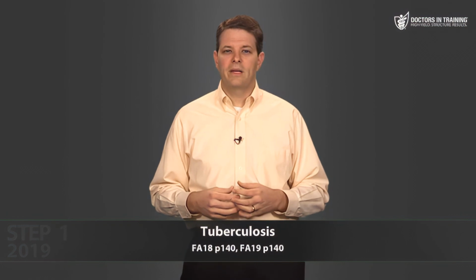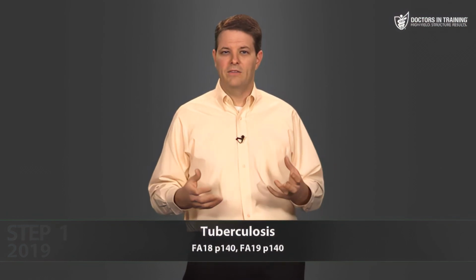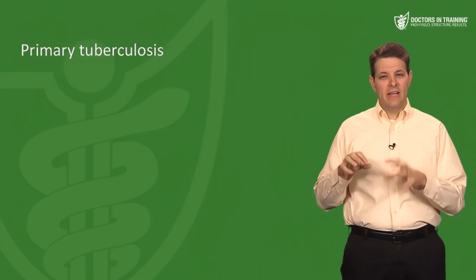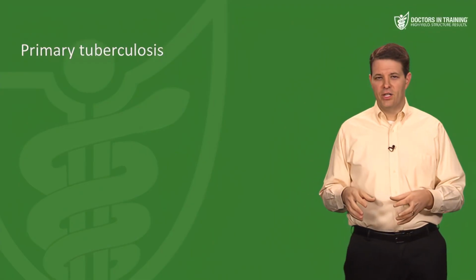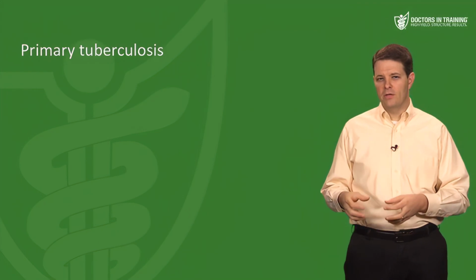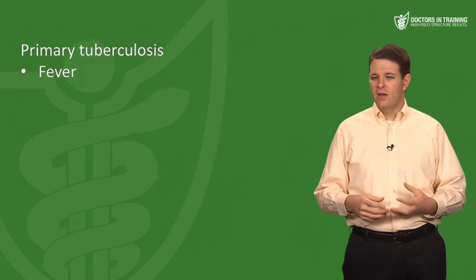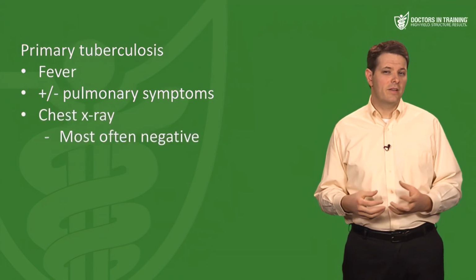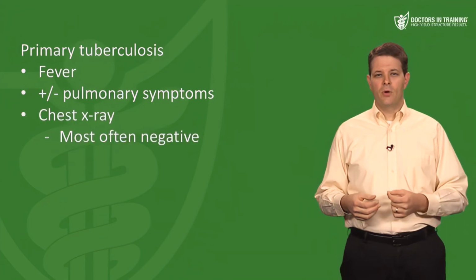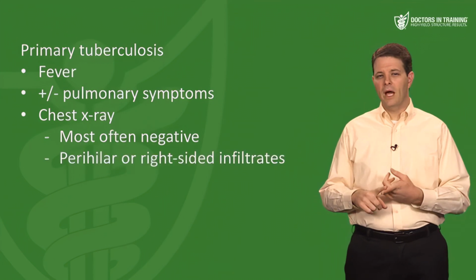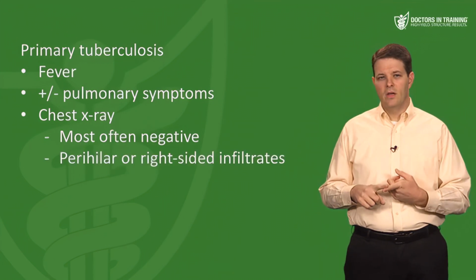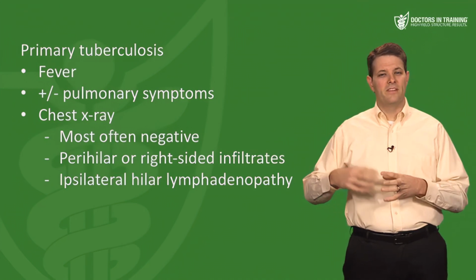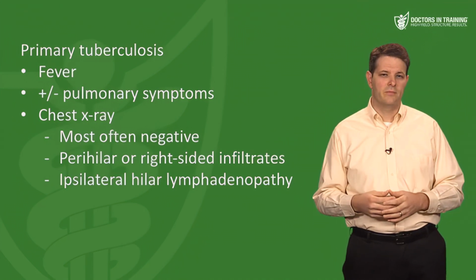So let's say that one of these bacteria escapes from the lungs of a person with active TB and then is inhaled by an uninfected person. If it gets down to the alveoli and establishes infection, that's called primary tuberculosis, which is usually marked by fever and possibly some pulmonary symptoms like cough. Most of the time, the chest x-ray is negative, but if it is abnormal, the most common findings are perihilar or right-sided infiltrates and ipsilateral hilar lymphadenopathy, so hilar lymphadenopathy on the same side as that primary infection.